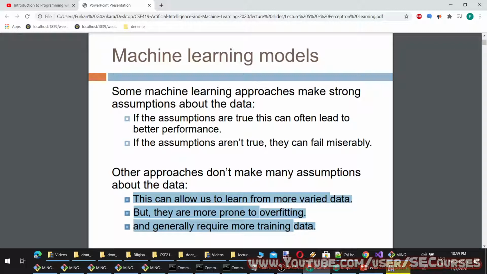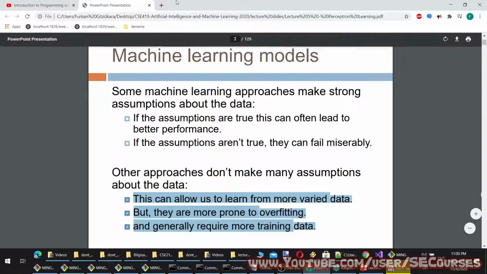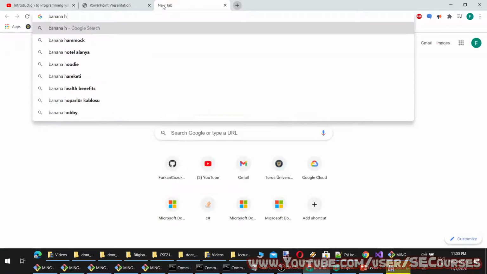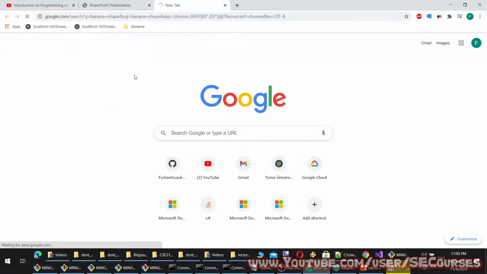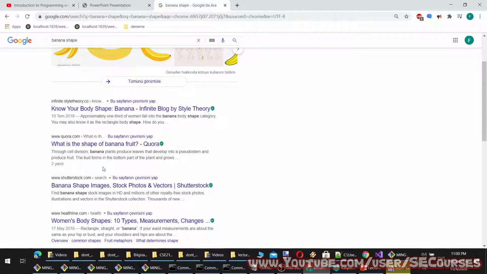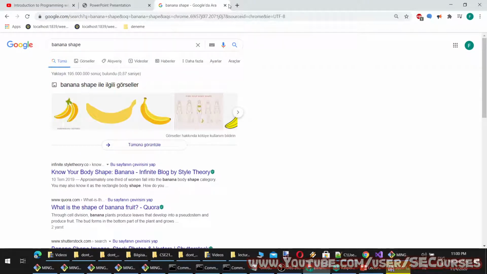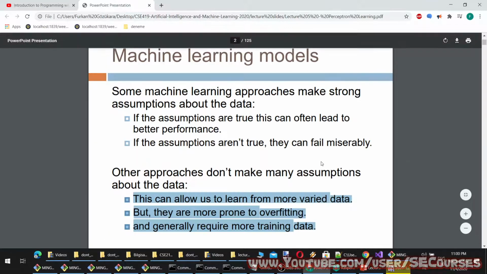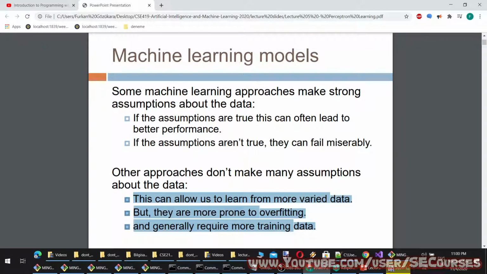Let's say you are going to separate apples and bananas. You can make a strong assumption that all bananas will be curved, and apples will be round. So these are strong assumptions about our data model.